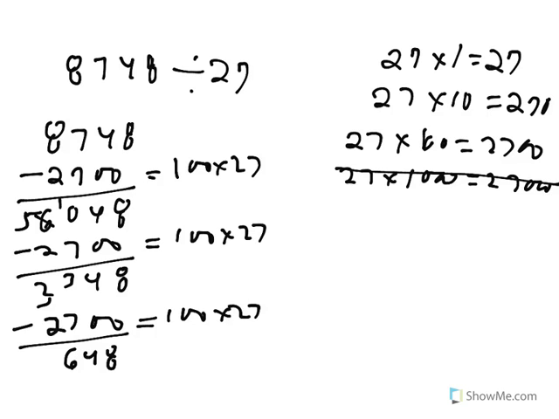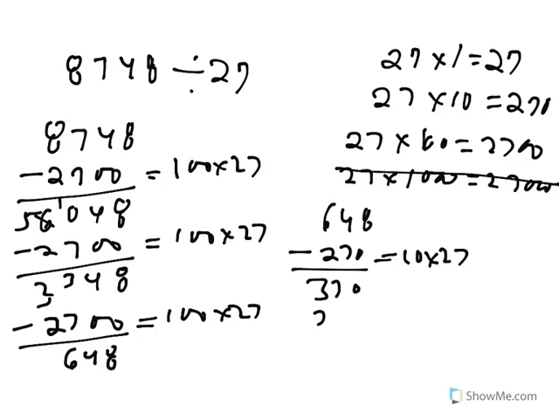648 is smaller than 2,700, but it's bigger than 270. So from the 648, I can subtract away 270 to get 378. That 270 is 10 times 27. I could take away another 270, which is another 10 times 27, to end up with 108. So now I've taken away 320 27s.